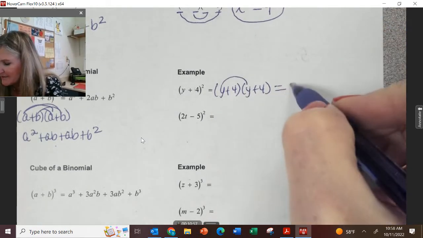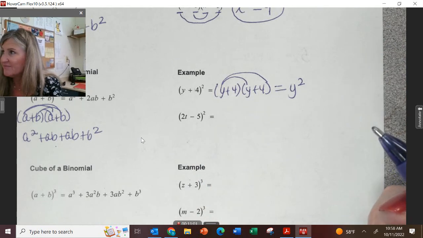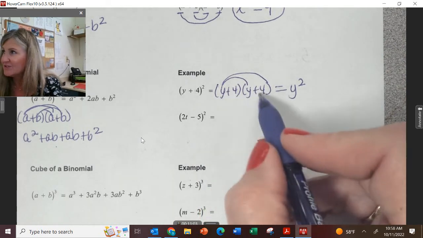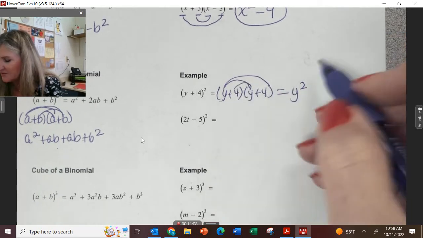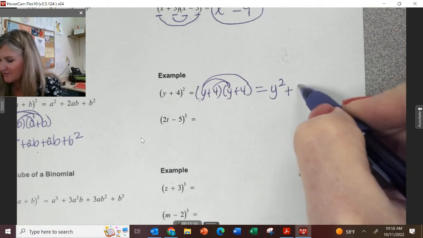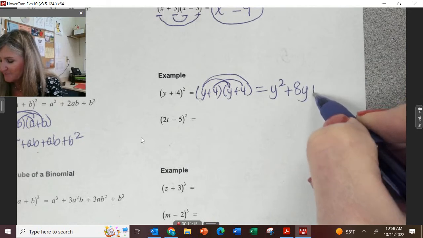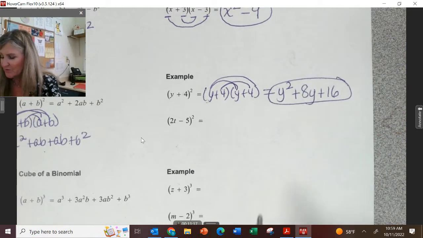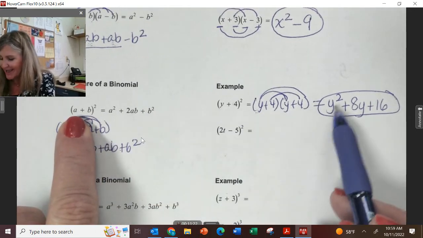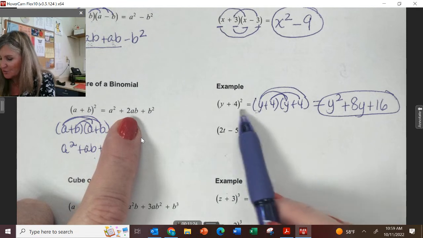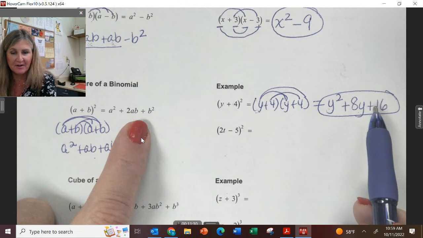So we want to do y times y is y squared. What do the outers give us? Quick. What do the outers give us when we multiply? 4y. What do the inners give us? So altogether, that's what? And then what did the last times the last give us? 16. So that's what we're going to get when we multiply that out. Look at the pattern. It says we could have done a squared plus 2 times ab plus b squared. You could have used that pattern.